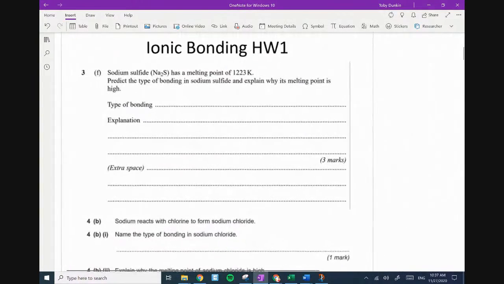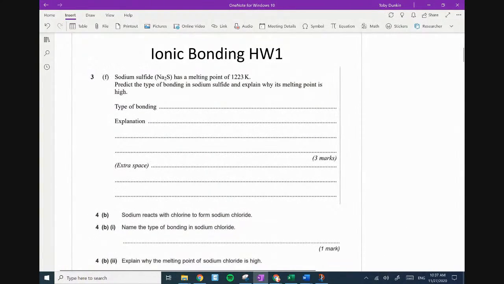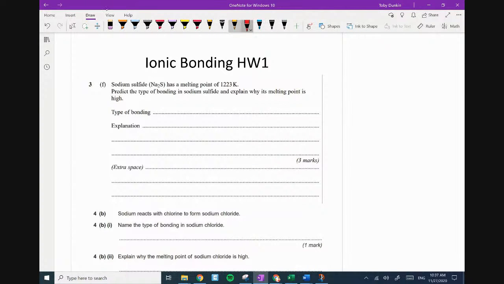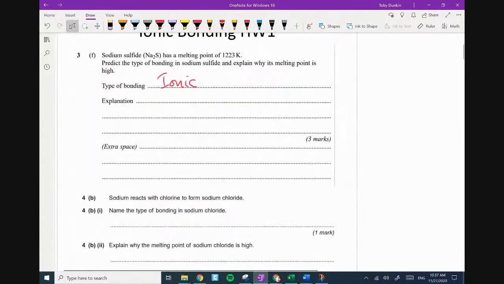Okay, let's quickly run through the homework. Don't think it'll take a huge amount of time. So type of bonding, sodium sulfide. Cool. Let's do the homework first. I think that's our value. Let's do that. So Ionic. If it asked for the crystal type, it would be an Ionic crystal. Yeah. So explanation. So predict the type of bonding and explain the high melting point.